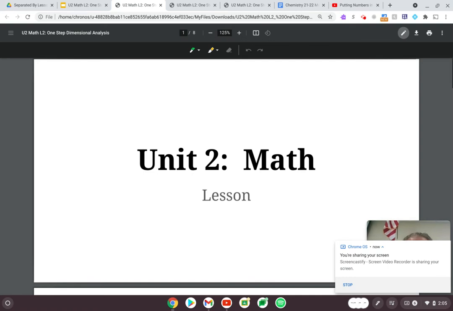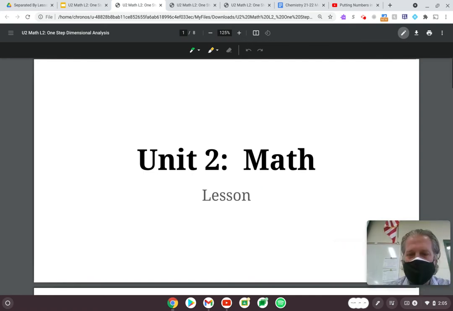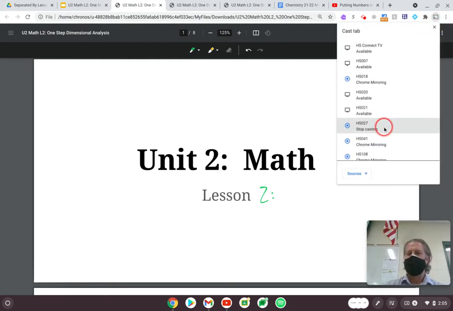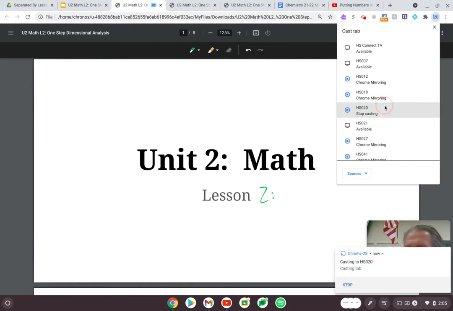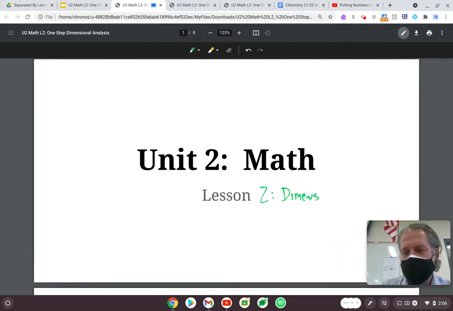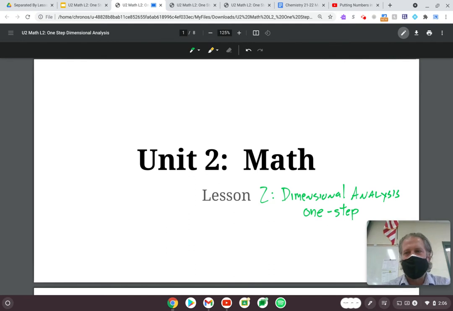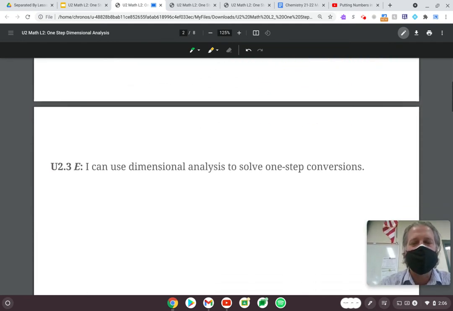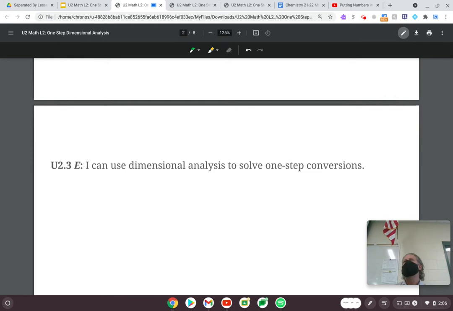Okay, so this is going to be Unit 2, Lesson 2, and it's going to be dimensional analysis, or how dimensional analysis works. So it's Unit 2, Lesson 2, dimensional analysis, and these are going to be one-step problems. And we'll get more into more complicated ones as we go along. So we're going to use dimensional analysis to solve one-step conversions.